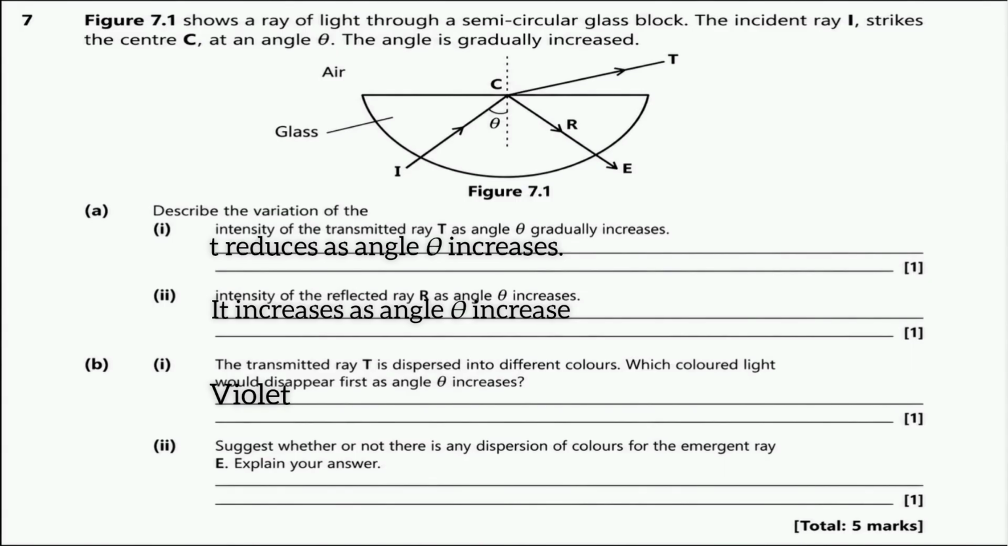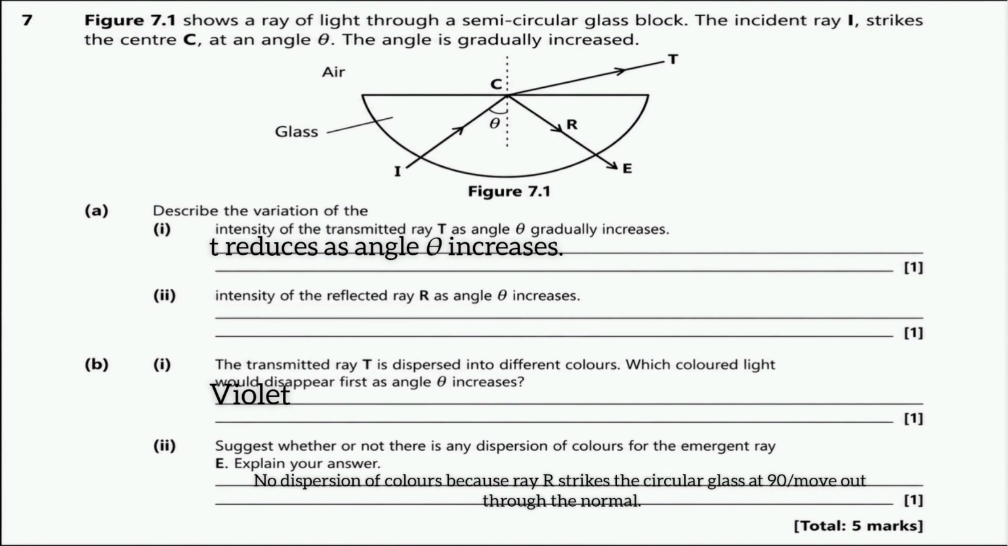Now moving on to question 7B2. Question 7B2 reads, suggest whether or not there is any dispersion of colors for emergent ray E and explain your answer. The straightforward answer is no. Reason: there is no dispersion of colors for the emergent ray E, because the ray emerges from the curved surface along the normal at E, so no refraction occurs there.